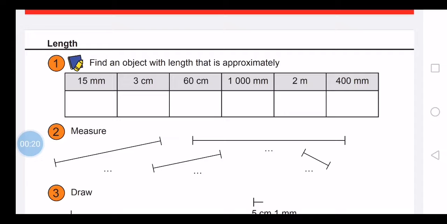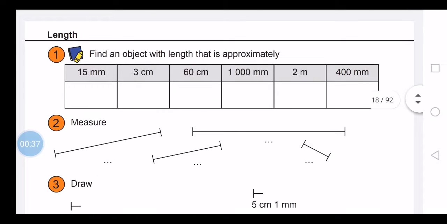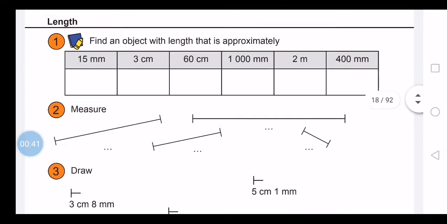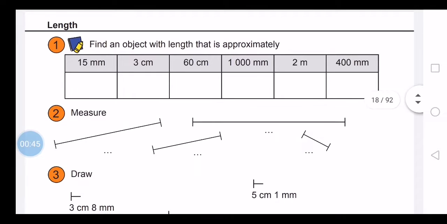We all know that millimeters are very, very small, okay? About the width of a paperclip, for example. You know, the wire on a paperclip is 1 millimeter wide. Then the next one is centimeters. So 3 centimeters would be maybe, I can't think of anything right now that's 3 centimeters wide, typical.